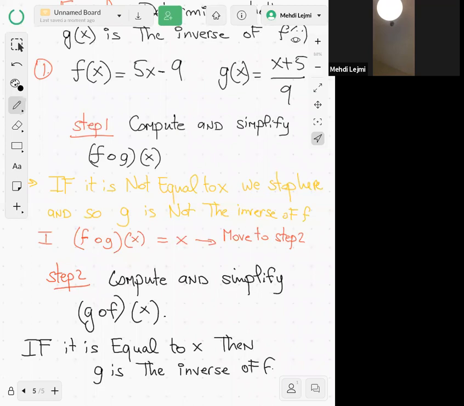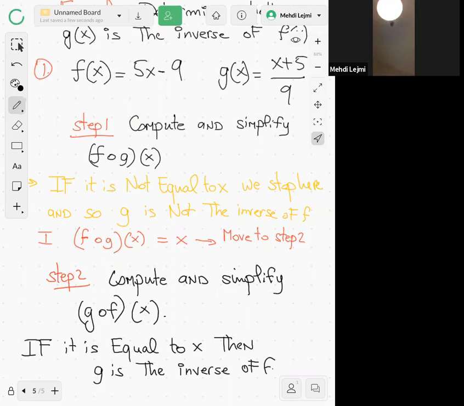All right. So basically, the 2 steps are, first, you compute f composed with g. If it's not equal to x, then you can stop there and say g is not the inverse. If it's equal to x, then you move to the next step and check g composed with f. If it's equal to x, then g is the inverse. Of course, if it's not equal to x, then g is not the inverse.